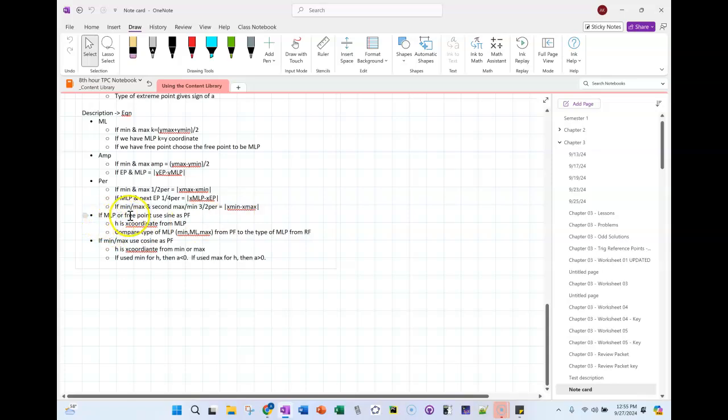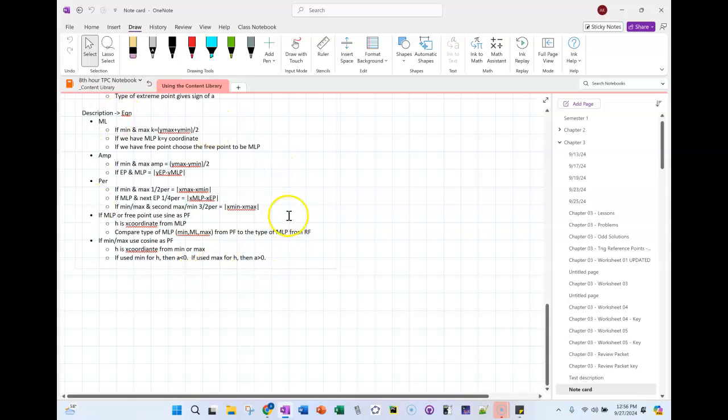If I'm given a midline point or a free point, then the x-coordinate is just going to be the h. And I can use the type of midline point to decide whether that A should be positive or negative. If I have a min or a max, I'm going to use cosine, and the h is just the x-coordinate. And again, whether it's a min or a max tells me the sign for A.